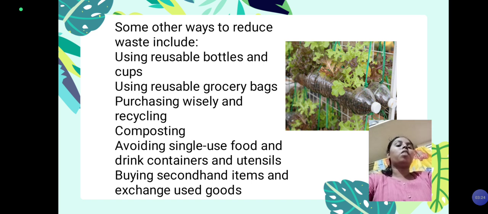We have to avoid single-use food and drink containers and utensils. Whatever we buy, it must be long lasting, and it must be used many times. We can buy second-hand items and exchange used goods, which is also a profitable way. Instead of buying a new item, reusing goods will cost less than the new one.